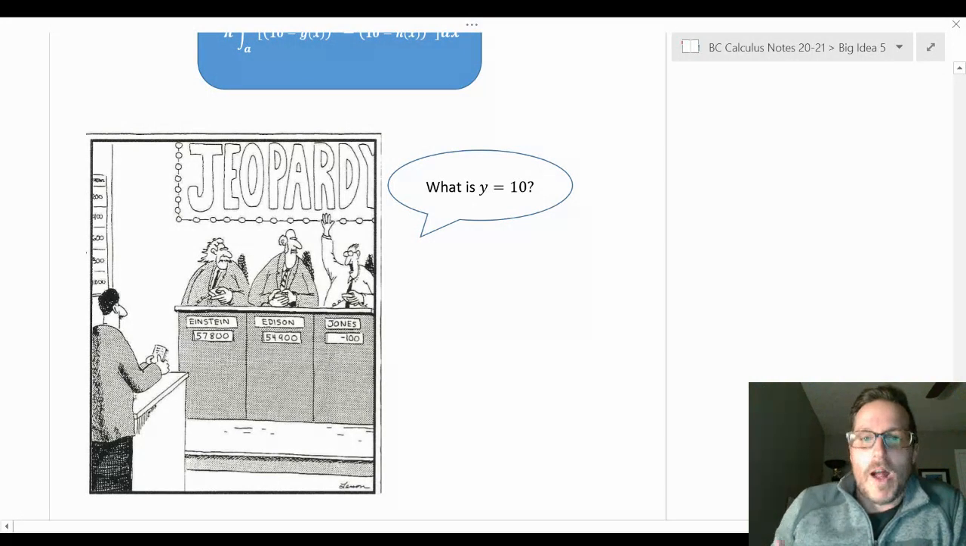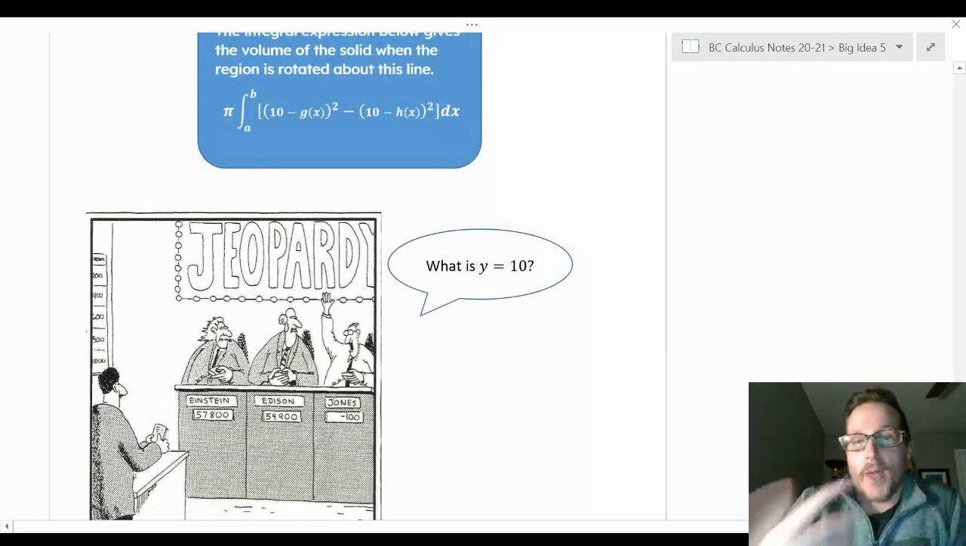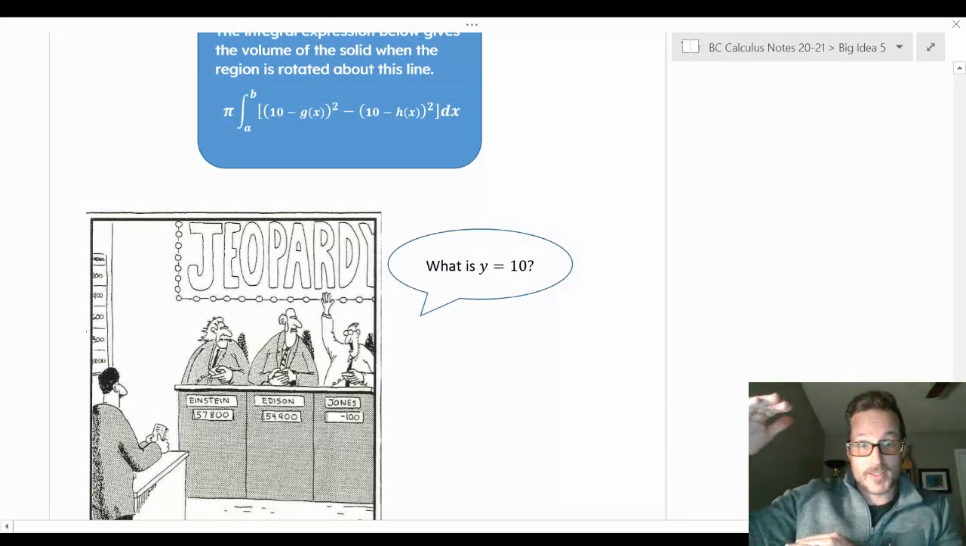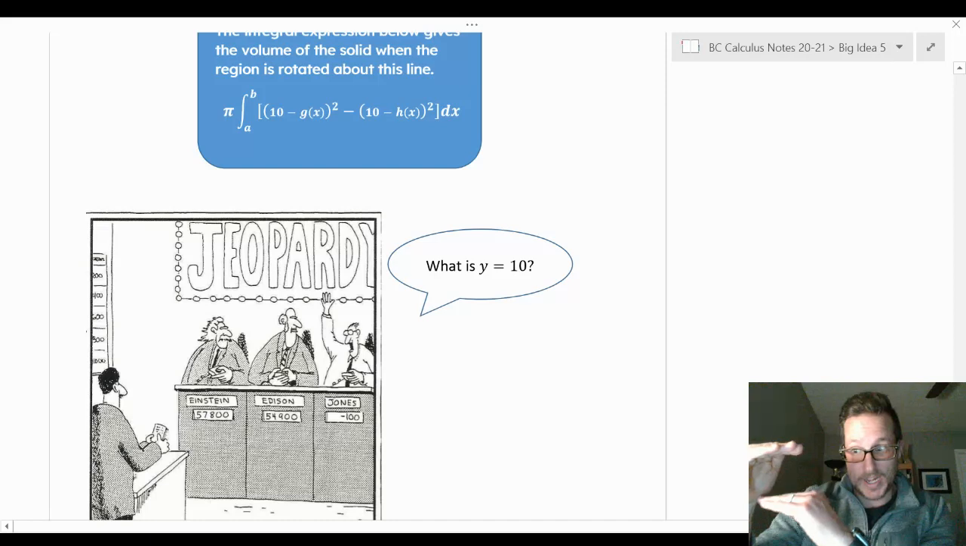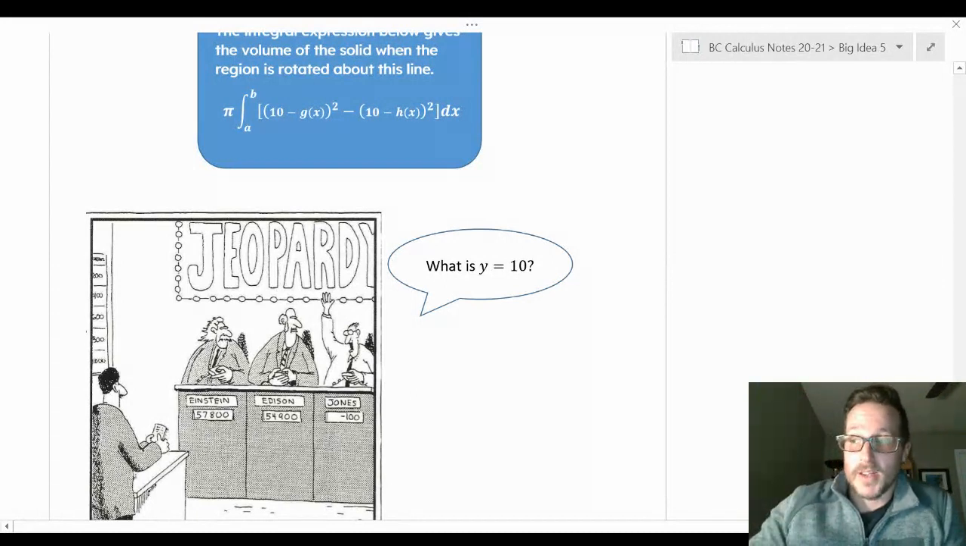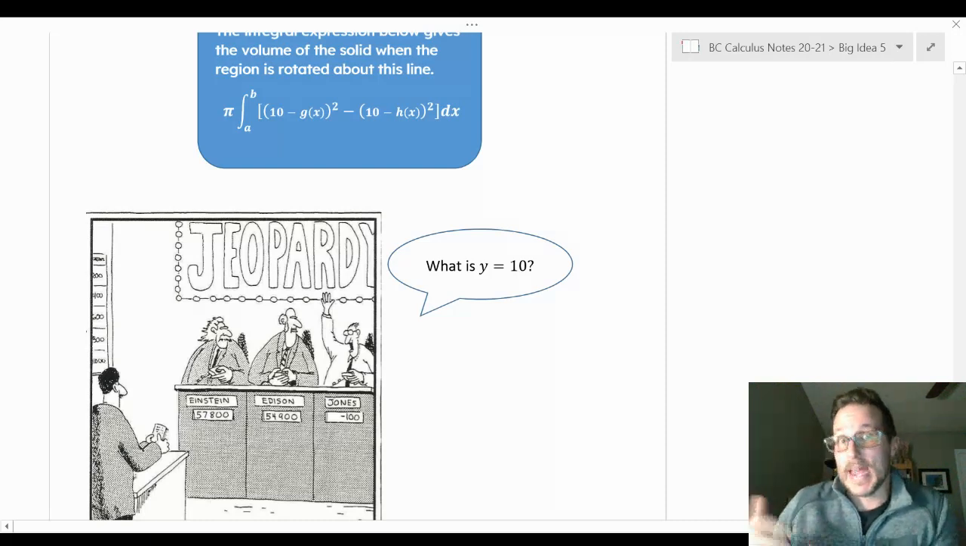It is y equals 10. We're rotating that region about the line y equals 10. Then the big radius would be 10 minus g, and the little radius would be 10 minus h, and we could sub those into those spots. So it's possible to work forwards and backwards given a region and an axis, setting up an integral, or you could even dissect an integral that's already been created, and you can figure out what things have been spun around. So that's just another way to think about it.